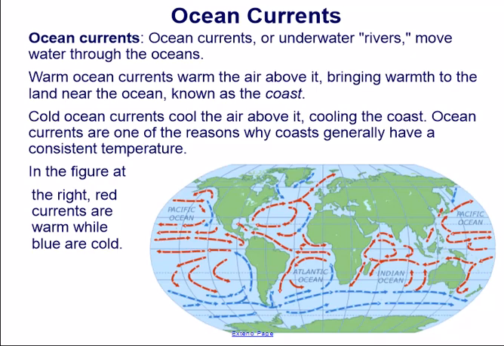Ocean currents. Ocean currents, or underwater rivers, move water through the oceans. Warm ocean currents warm the air above it, bringing warmth to the land near the ocean, known as the coast. Cold ocean currents cool the air above it, cooling the coast. Ocean currents are one of the reasons why coasts generally have a consistent temperature. In the figure at the right, red currents are warm, while blue are cold.